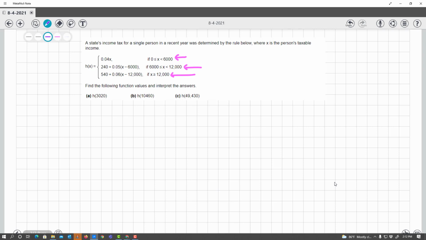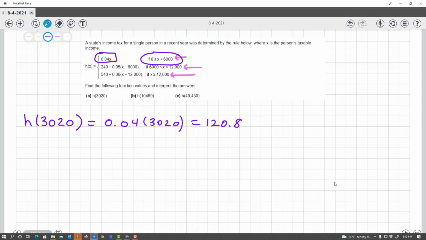So the first one I can see here, this h of 3020. So my income, $3,020, probably not very good, right? But I can see that that is in that interval, because that's certainly greater than 0 and less than 6,000. So what I would use then is the definition of that piecewise function based on their salary. And I get 120.80.